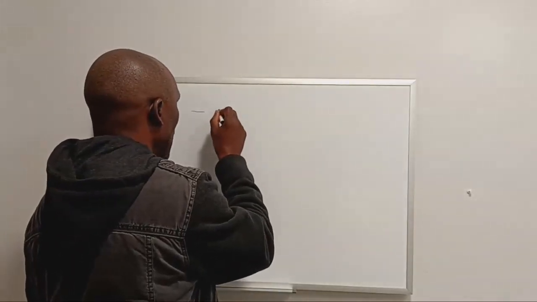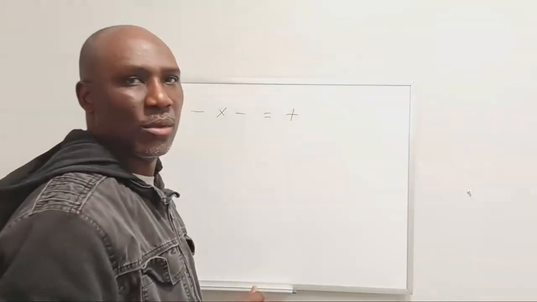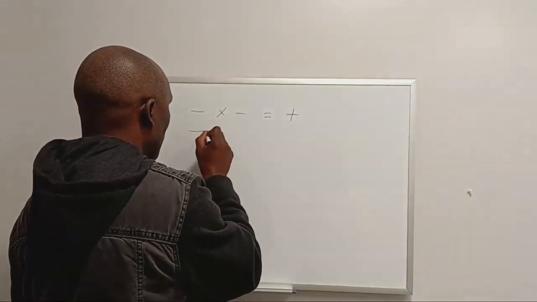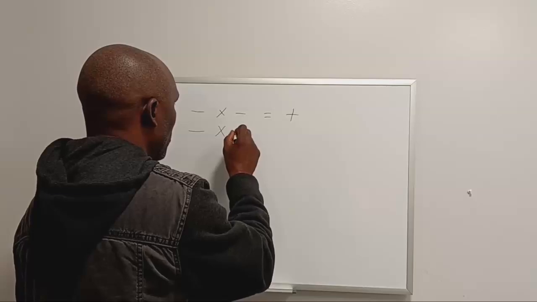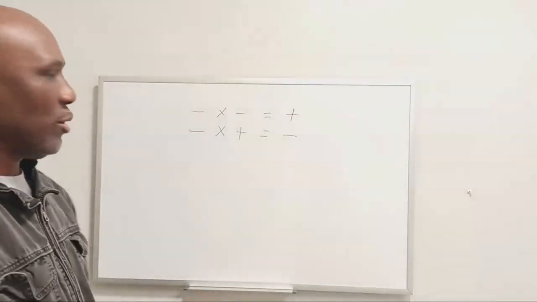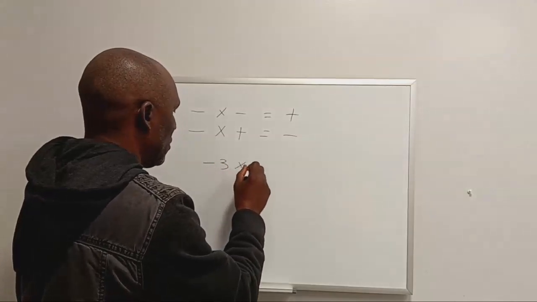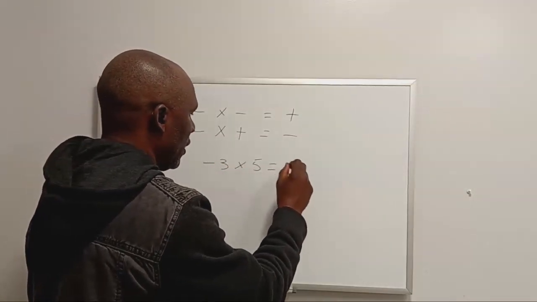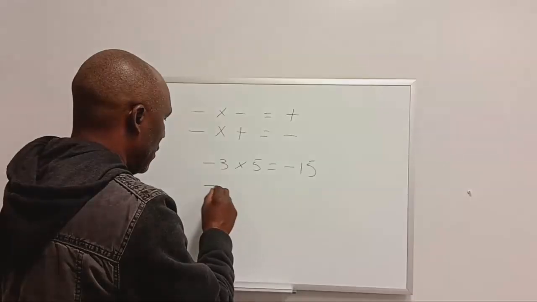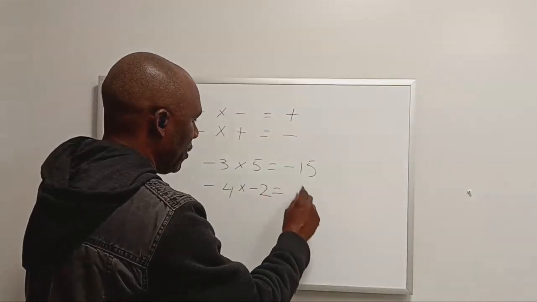Negative times negative is positive. Rule number 2, negative times positive is negative. So that means negative 3 times 5 is negative 15. Negative 4 times negative 2 is just 8.